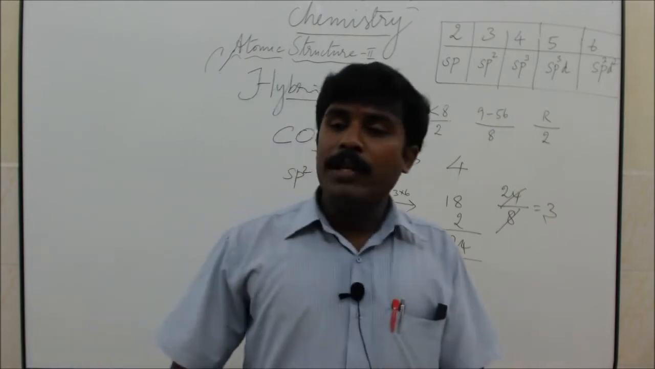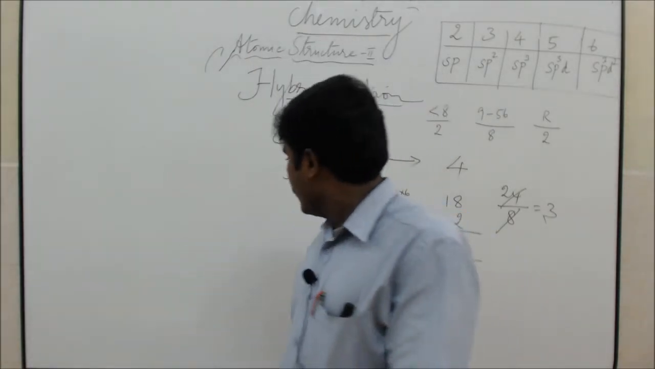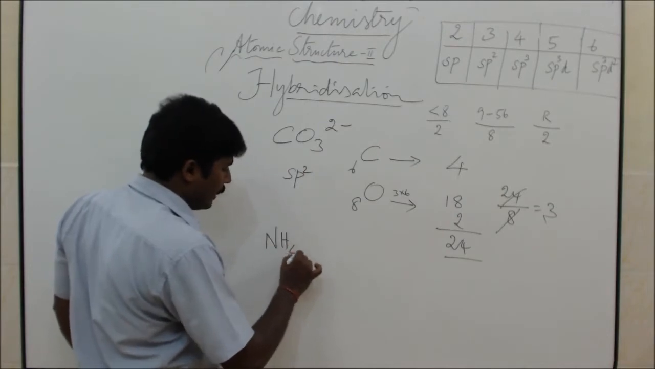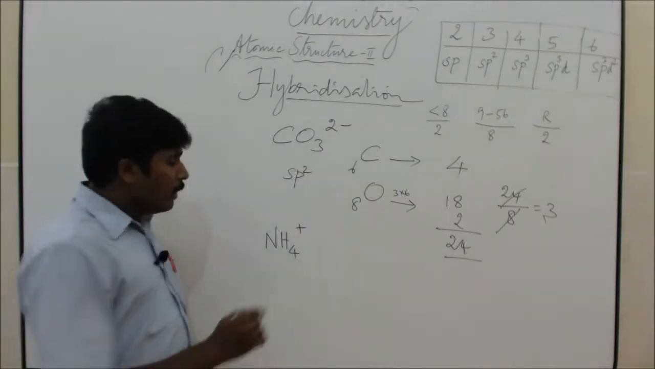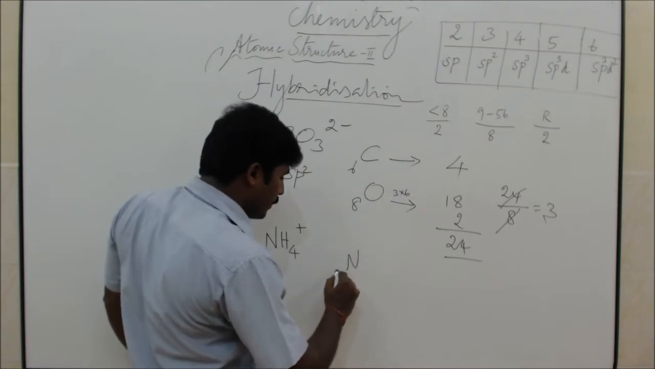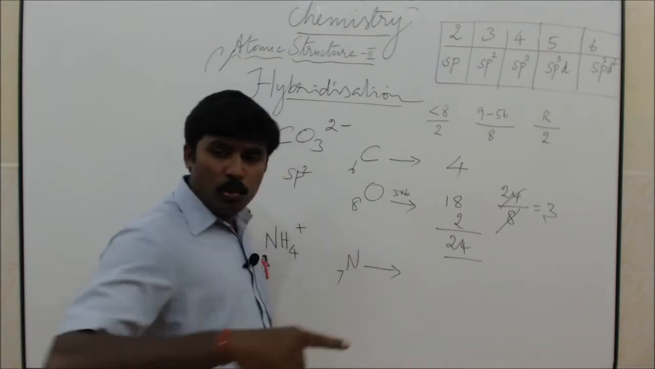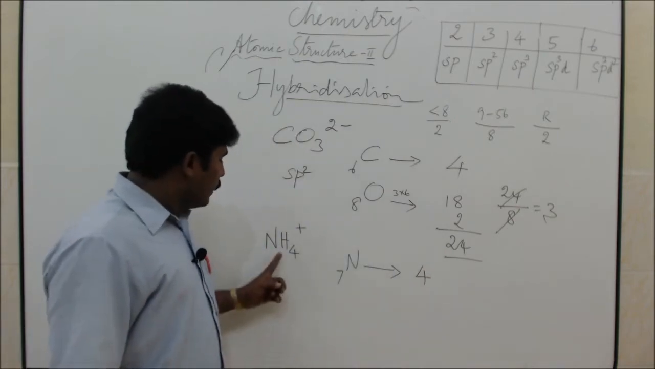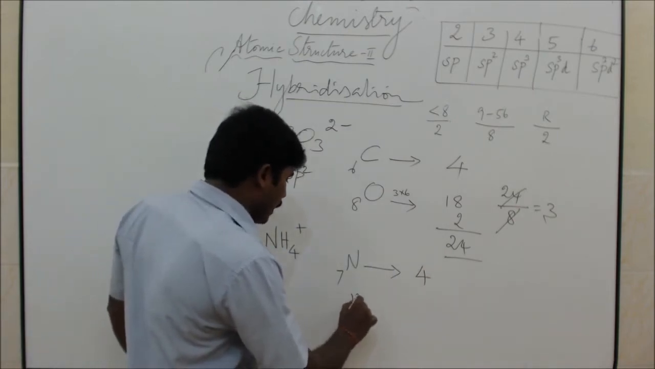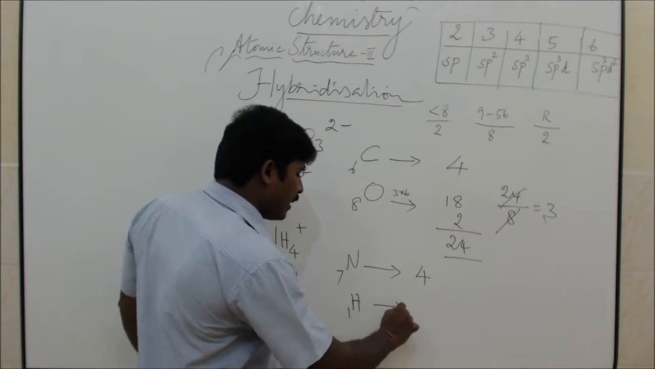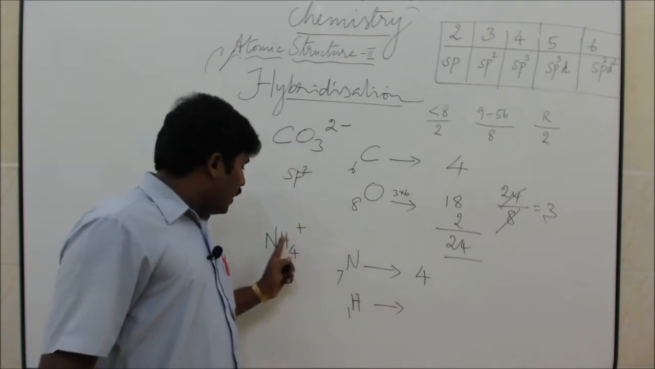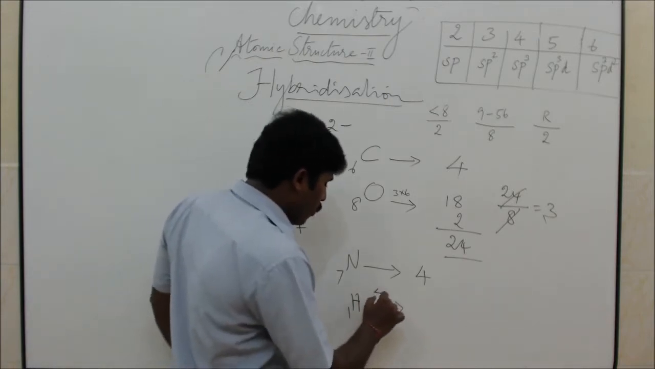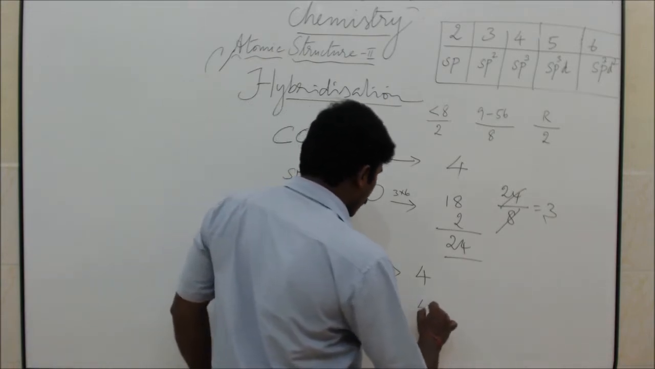Plus means ammonium, NH4 plus. NH4 plus ion. First nitrogen, atomic number 7, valence electron 2, 4. So valence electrons is 4. Then hydrogen, atomic number 1, valence electron also 1. 1 hydrogen, 1 electron. Here 4 hydrogens are present, so 4 into 1 is equal to 4.